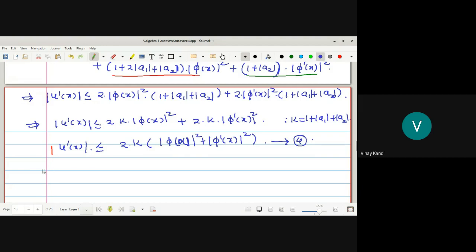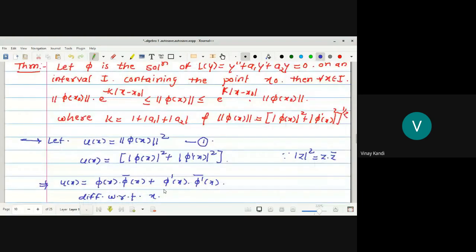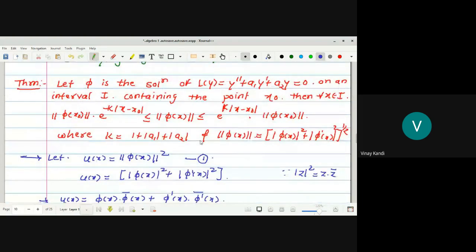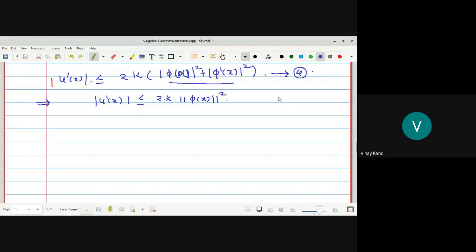Now, this implies that mod of u dash of x is less than or equal to 2 into k into norm of phi of x, bracket square. What is the value of this one? Norm of phi of x bracket square. Where this one is norm of phi of x, nothing but what? This one.